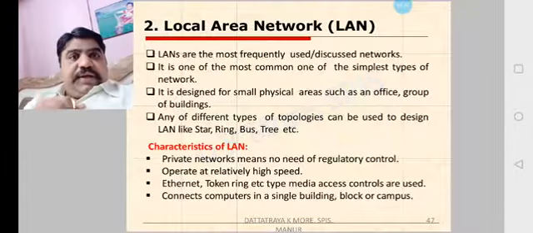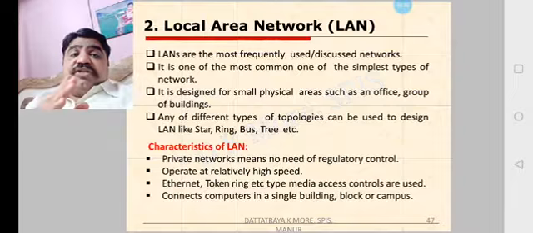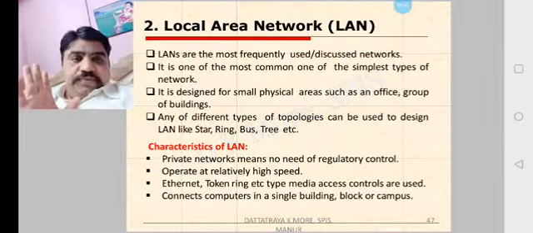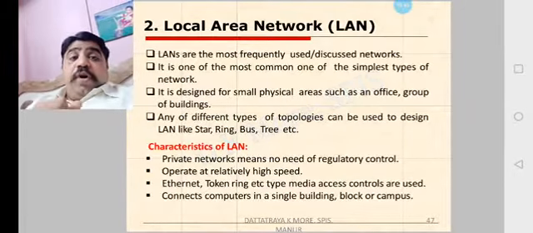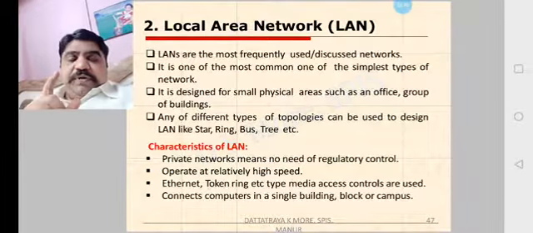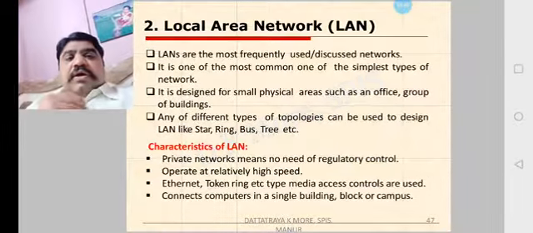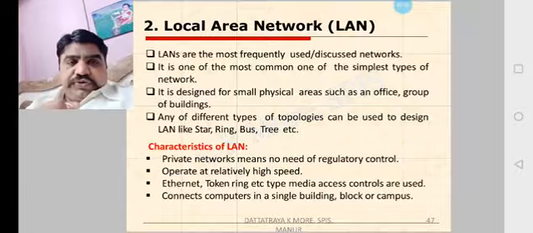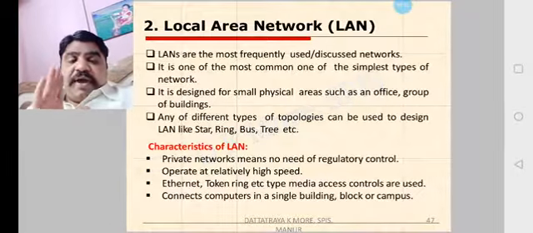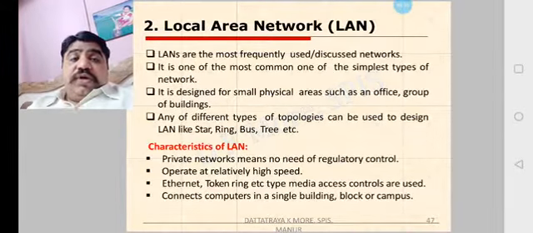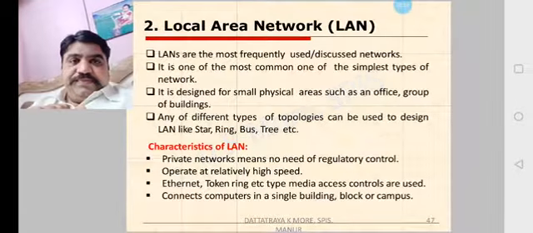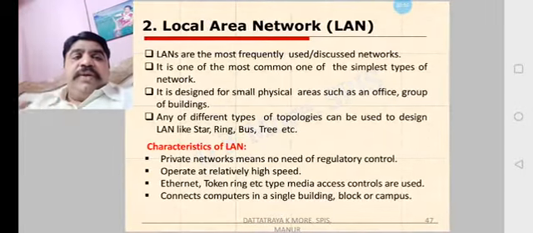Characteristics of LAN. Which are the good things? Private networks mean no need of regulatory control. Private networks operate at relatively high speed, 100 Mbps, 100 Gbps. It depends on the use, the devices and the media. Ethernet, token ring, etc., types of media access control are used. It connects computers in a single building block or a campus. Overall it is very important.